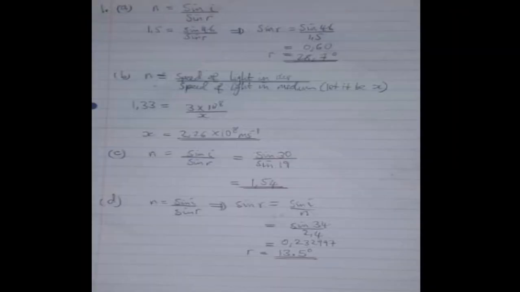Right, so we are given n is 1.5. Sine I will be sine 46, and then sine R is our unknown. So we can make sine R the subject of the formula. It becomes sine 46 over 1.5, giving us 0.60. Now, finding the sine inverse of that, or arcsine, it will be 28.7 degrees.